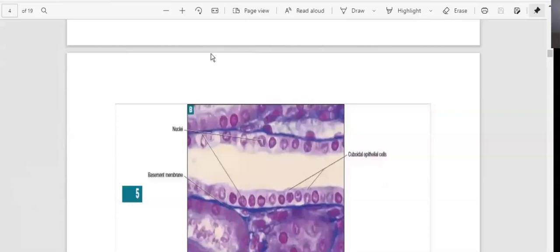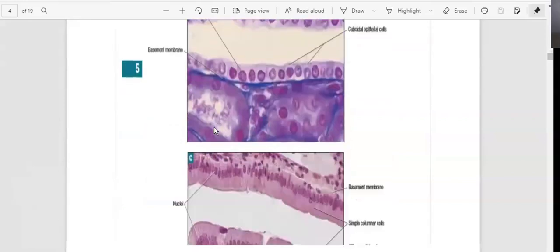Look, these cells right here, I'm going to highlight them for you, okay? Right here. Okay, and then I'm going to point at the layers right here. Tell me the name of this tissue. Simple cuboidal. Very good. Now, this one, if we scroll down right here, what do we have right here?